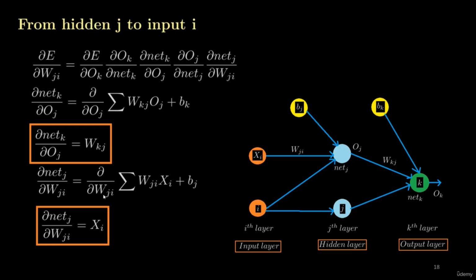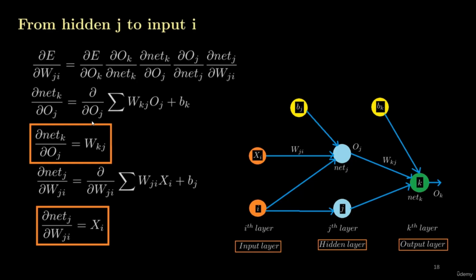Since our derivative is with respect to wji, wji over wji will give us 1. So we are left with only xi. So the derivative of this equation with respect to wji is only xi. So we have calculated these terms, and here we are not calculating this right now, and we will call it f prime of net k.